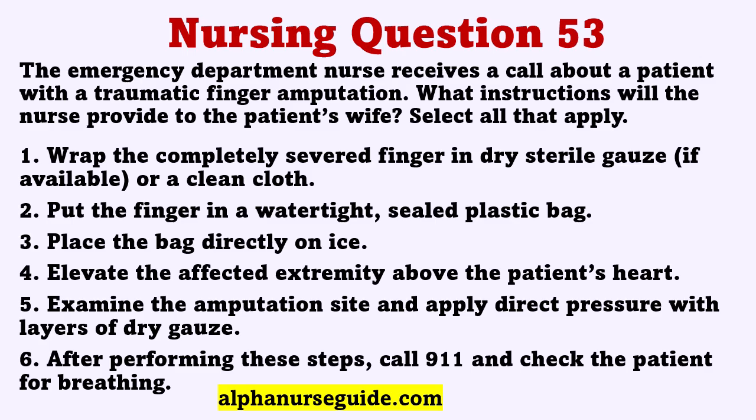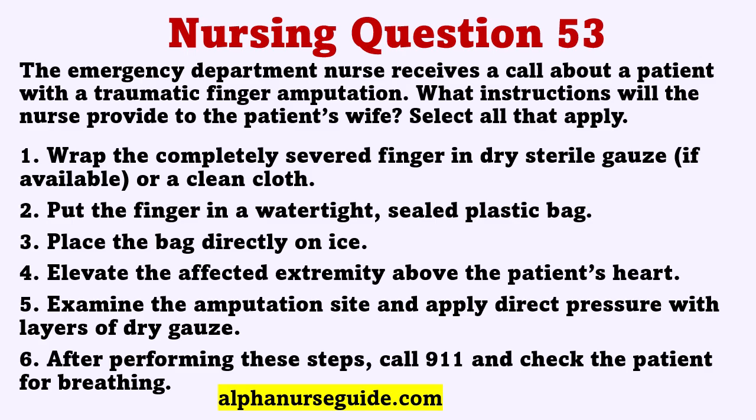The correct answers are 1. Wrap the completely severed finger in dry sterile gauze or a clean cloth. 2. Put the finger in a watertight, sealed plastic bag. 4. Elevate the affected extremity above the patient's heart. And 5. Examine the amputation site and apply direct pressure with layers of dry gauze.